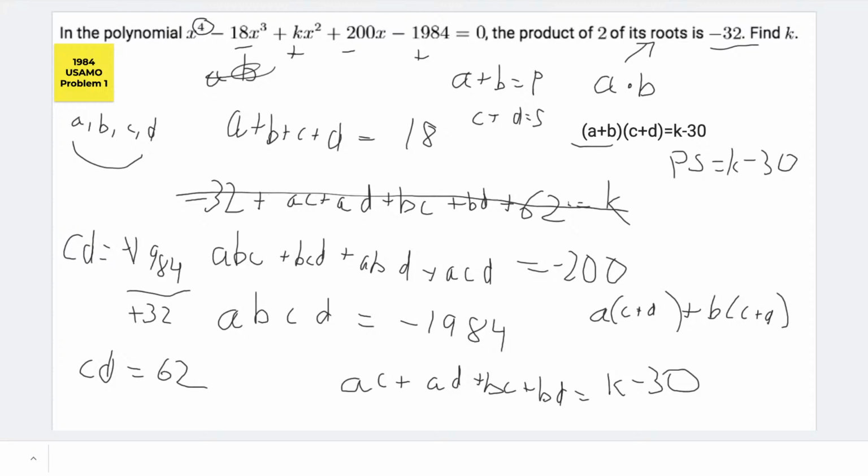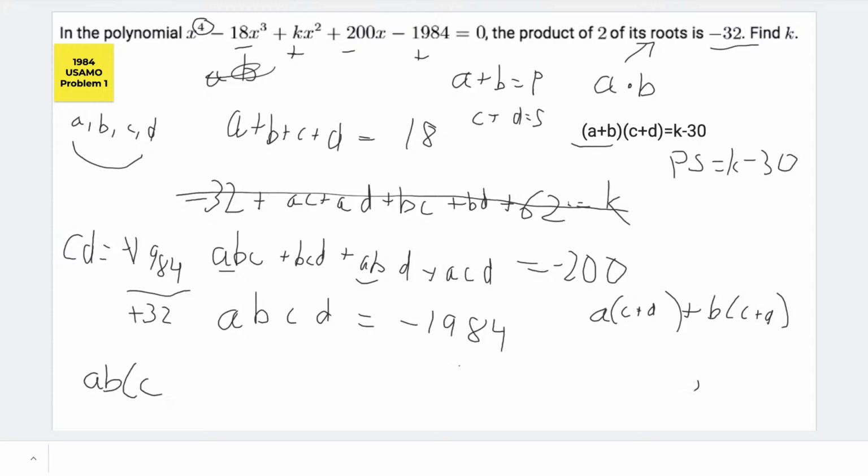But if you look at this one, maybe we can substitute something in here by factoring first. We notice that there's an AB term here and an AB term here, and that means we can factor that. So AB times C plus D, plus BCD and ACD. The CDs are common, so we can factor out CD times A plus B over here. And this equals negative 200, as we already know.